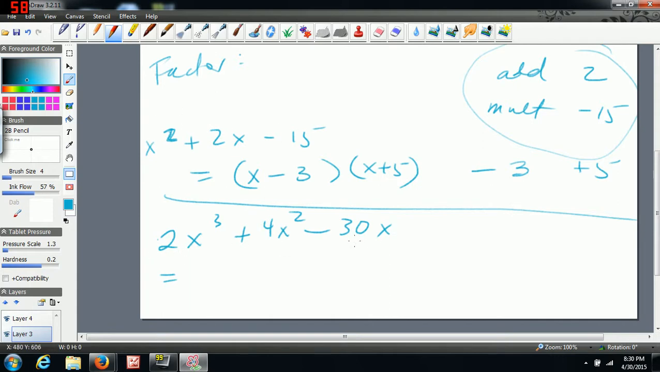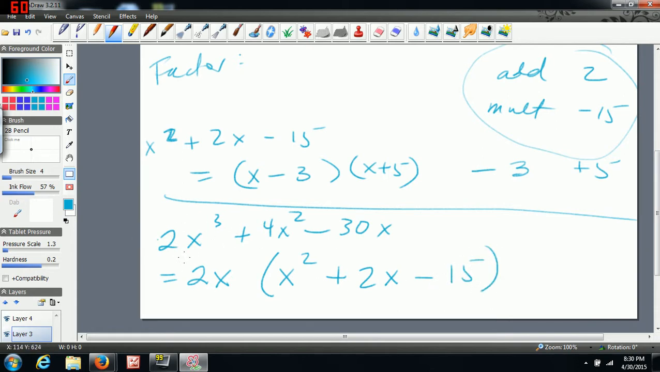So if you look here, what's common here that you can factor out? Out of the numbers, you can factor out a 2, and that's the greatest common factor. And out of the x's, you can factor out an x. So when you do that, you're left with x squared plus 2x minus 15. Okay, so as you see, you can factor this.